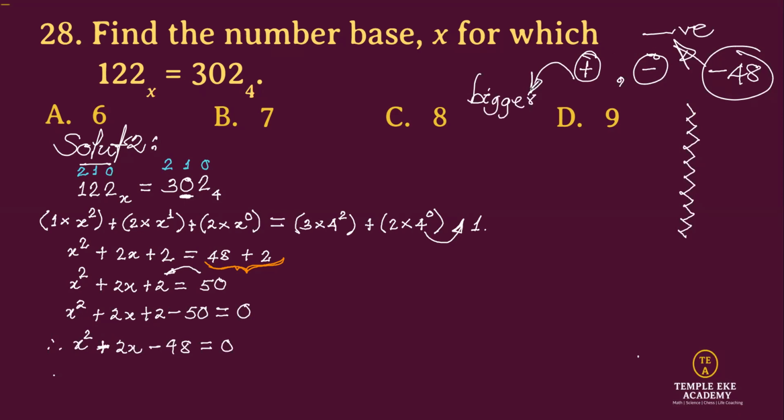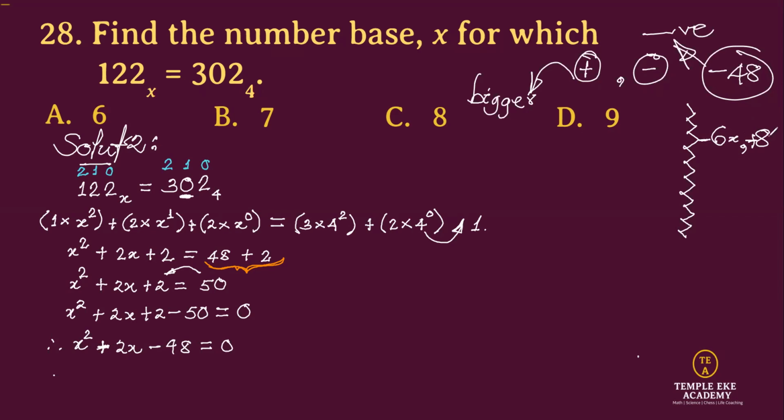Which two numbers will interact to give 2 in the middle, but multiply to give 48? Of course, 6 and 8. And we can see clearly the bigger of these two numbers is 8. And it must take the sign in the middle. So positive sign in the middle goes to the bigger one, which is 8. Negative sign goes to the smaller one, which is 6.